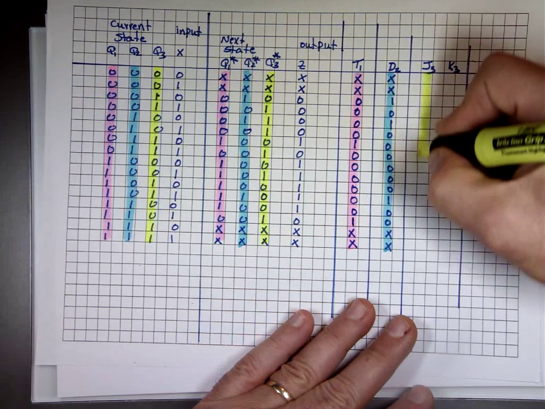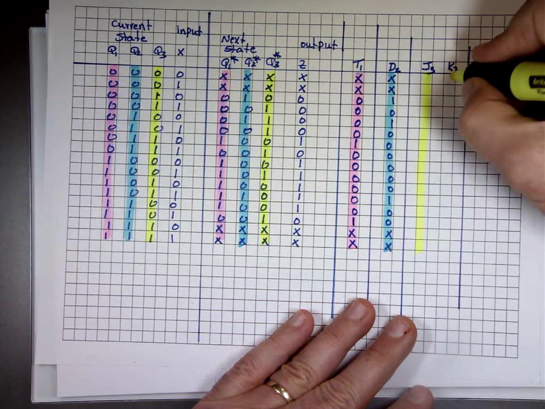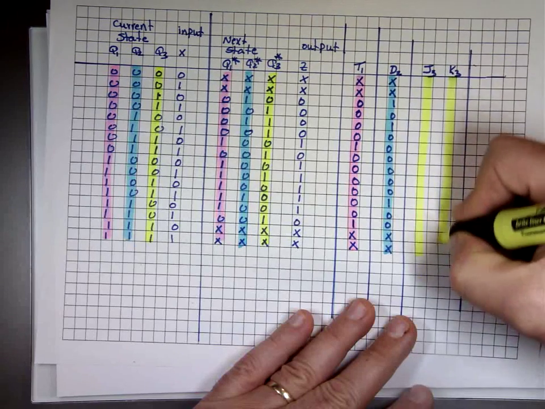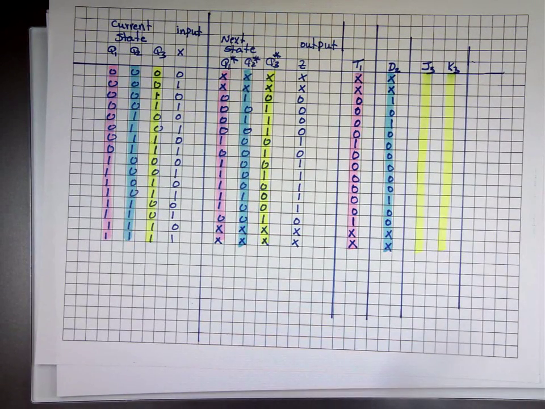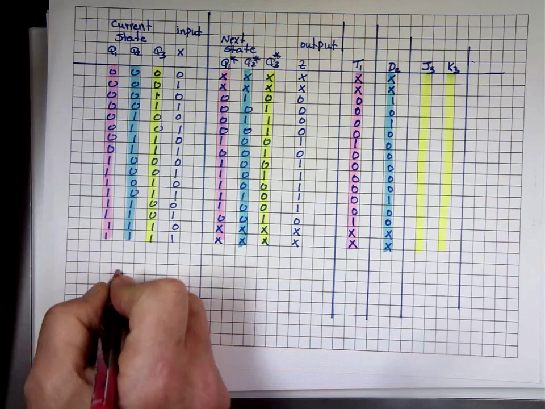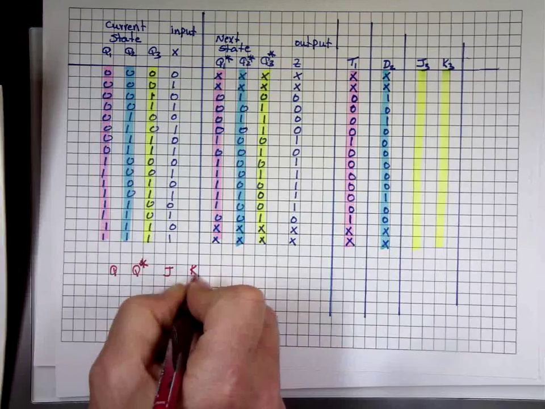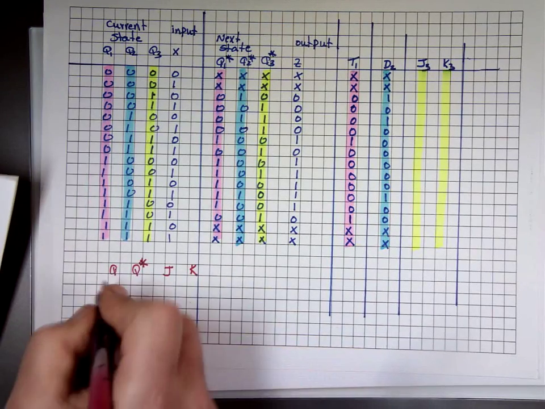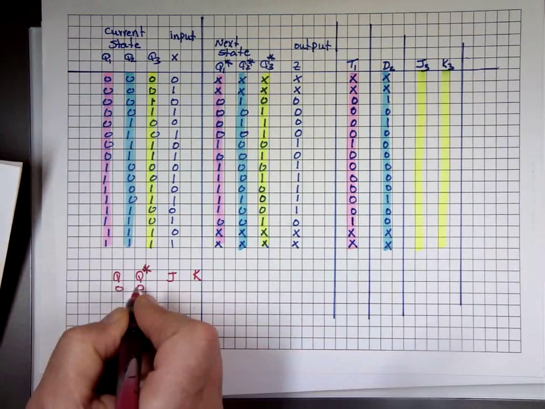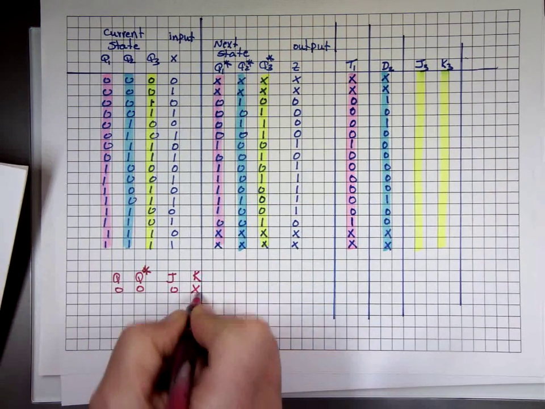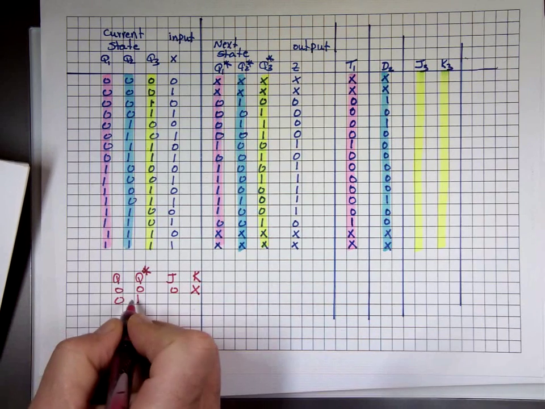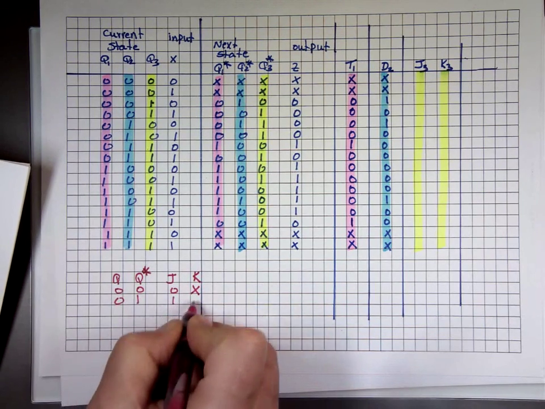But this one I have to look at the chart because I don't remember it. Again, here's my excitation table, so I don't have to keep putting two sheets on top of each other. For JK flip-flop, Q and Q next. This is what J should be and this is what K should be. 0 to 0. J should be 0, K don't care. 0 to 1. J is 1, K don't care.